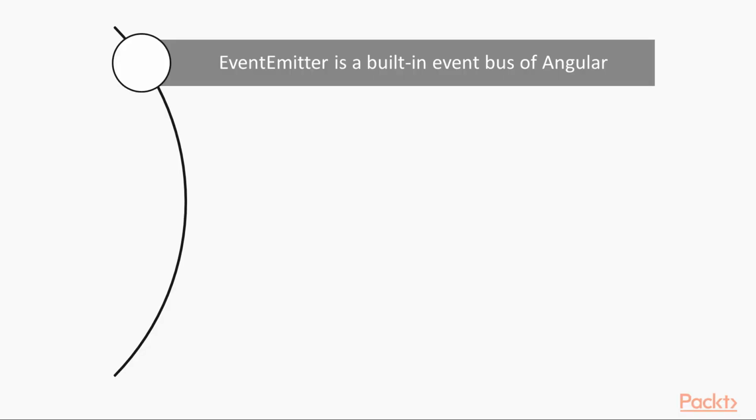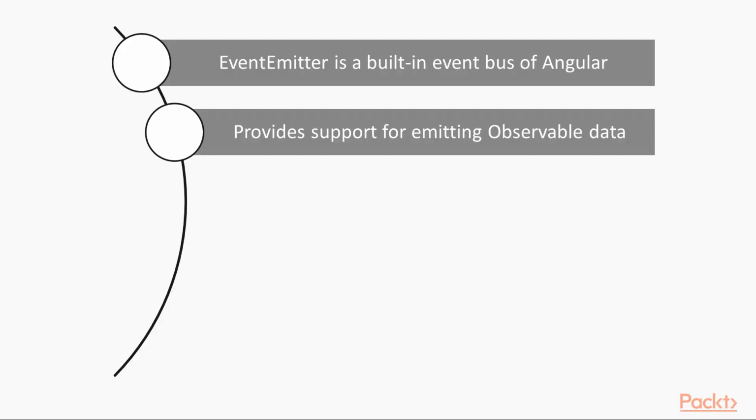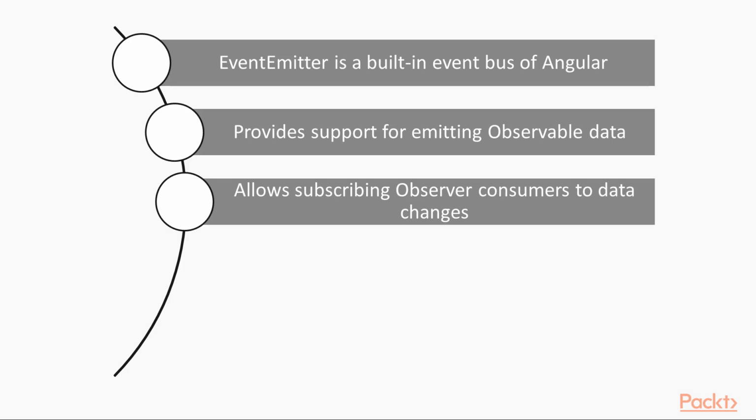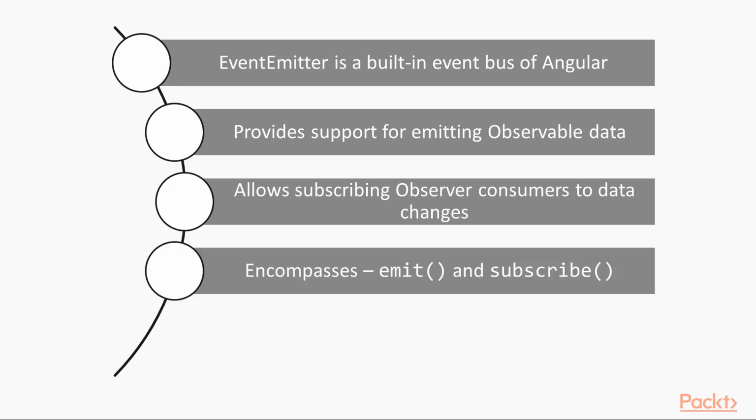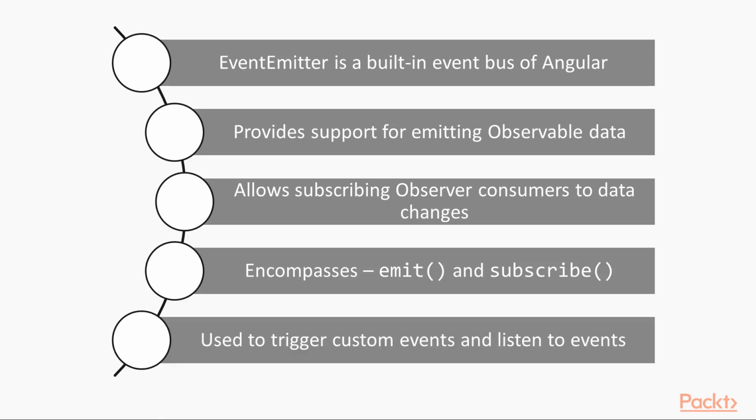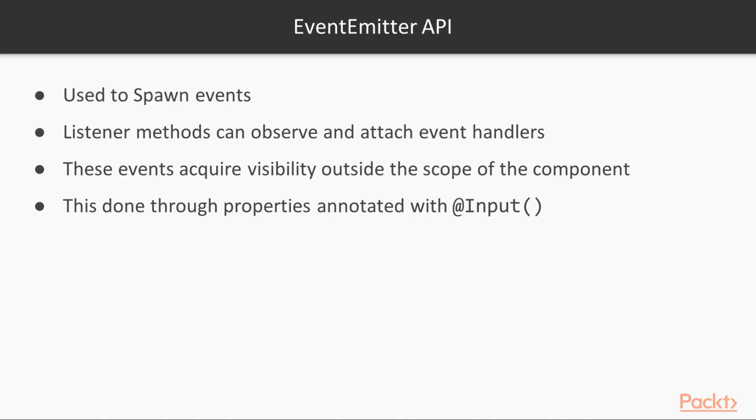Event emitter is the built-in event bus of Angular. In a nutshell, the event emitter class provides support for emitting observable data and subscribing observer consumers to data changes. Its simple interface basically encompasses two methods, emit and subscribe, which we'll see later. It can therefore be used to trigger custom events and listen to events as well, both synchronously and asynchronously. For the time being, we can get away with the idea that we'll be using the Event Emitter API to spawn events that listener methods in the components hosting our event emitting component can observe and attach event handlers to. These events acquire visibility outside the scope of the component through any of its properties annotated with the output decorator.